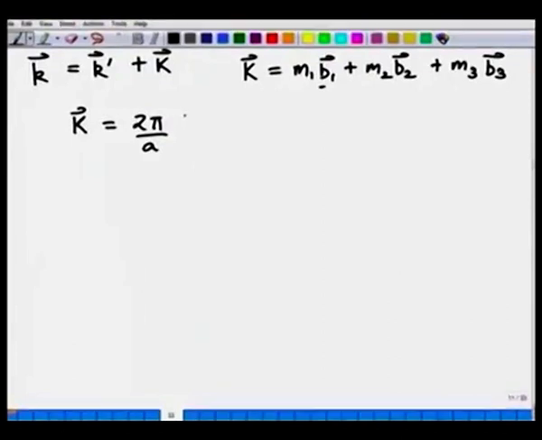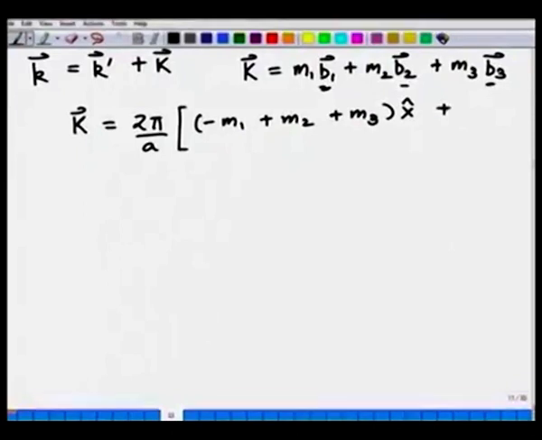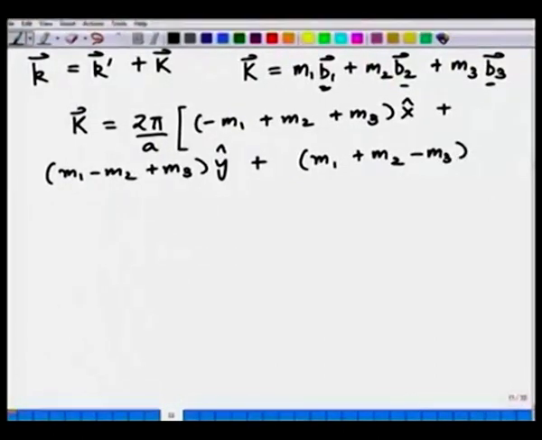So let us substitute in there the value of b1, b2, and b3 vectors. So that k then becomes minus m1 plus m2 plus m3 x vector, m1 minus m2 plus m3 y vector, plus m1 plus m2 minus m3 z hat. So that is the k vector.